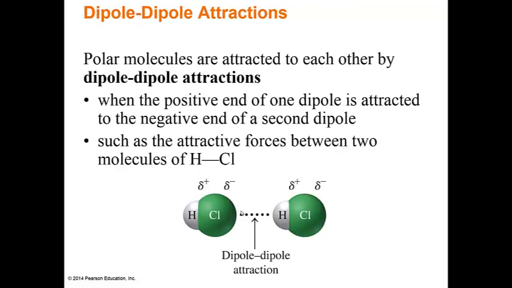So polar molecules are attracted to each other by dipole-dipole attractions. We talked about this. It's kind of like the north and south ends of magnets. If you try to force a north and north together or south and south, they repel each other. But if you flip one, the north and south will attract to each other and then come together. So when the positive end of one dipole is attracted to the negative end of the second dipole, as in this example of HCl, the attractive forces bring the two molecules together.